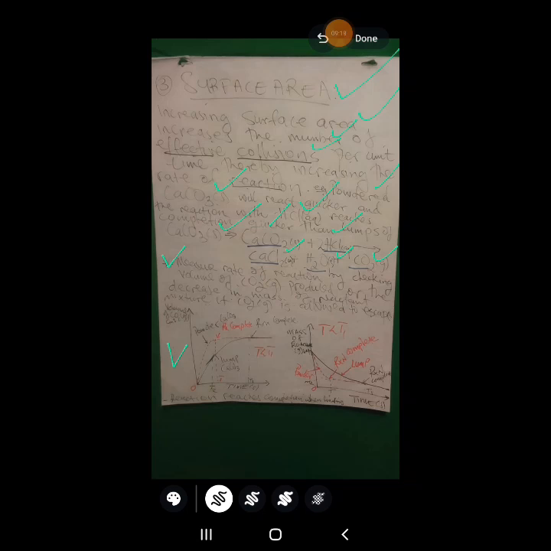You can see on the vertical axis I'm having volume of carbon dioxide in cubic centimeters. On the horizontal axis I'm having time in seconds. Now, if we were to plot the graph of the volume of carbon dioxide produced versus time, we are going to realize that we are going to get a curve as is shown there.